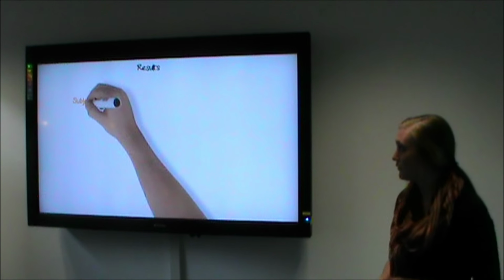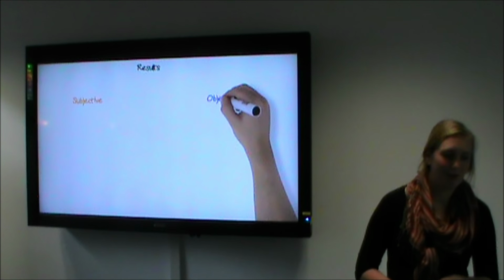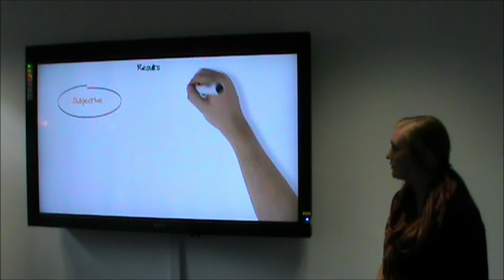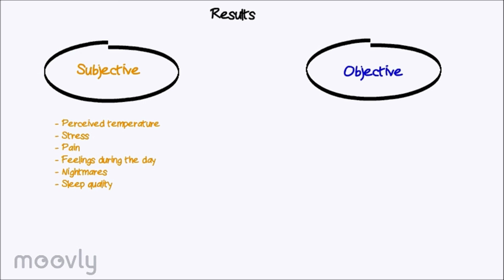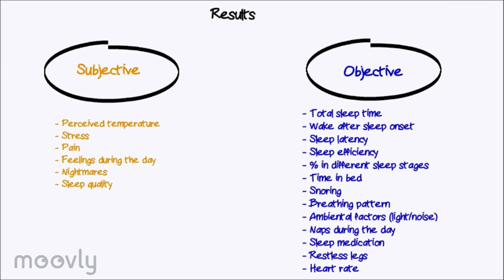Then, our first results. We have some subjective parameters and some objective ones. The subjective ones are sleep quality, perceived temperature, stress, pain, feelings during the day, and nightmares. And the objective ones were total sleep time, wake after sleep onset, sleep latency, sleep efficiency, percentage in different sleep stages, and more.